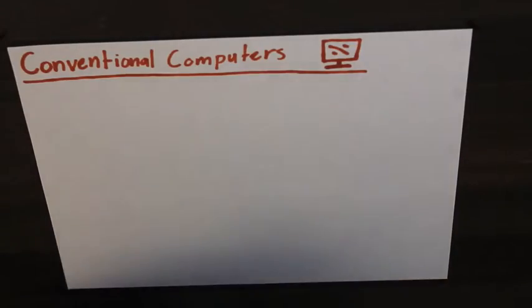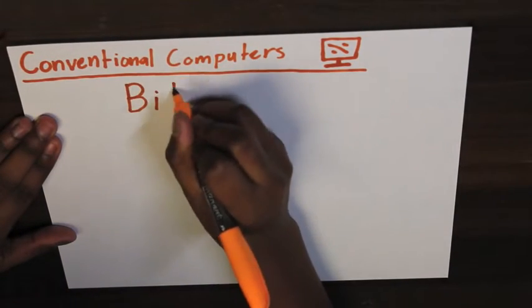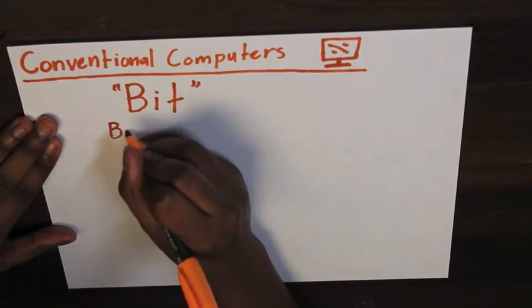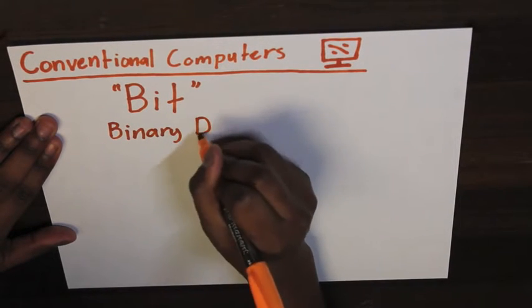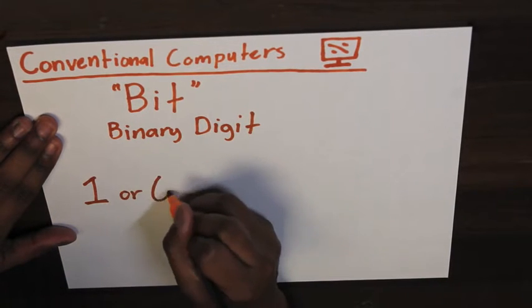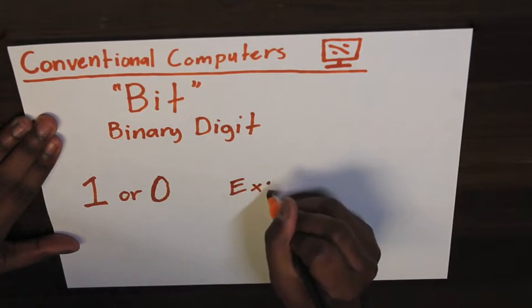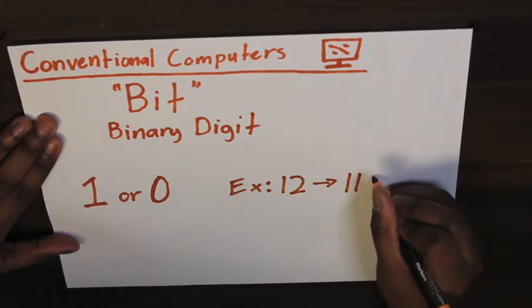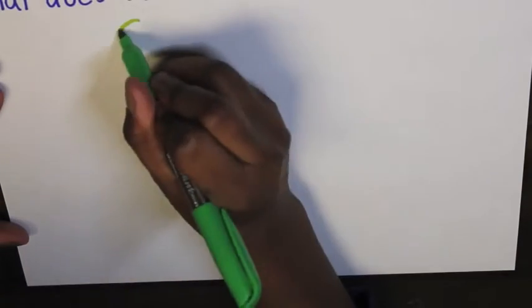But what does this have to do with computers? Well, a conventional computer stores its data in bits, which is short for a binary digit. A binary digit can either be 1 or 0. Each one of these values represents information. For example, the number 12 written out in binary is 1100.